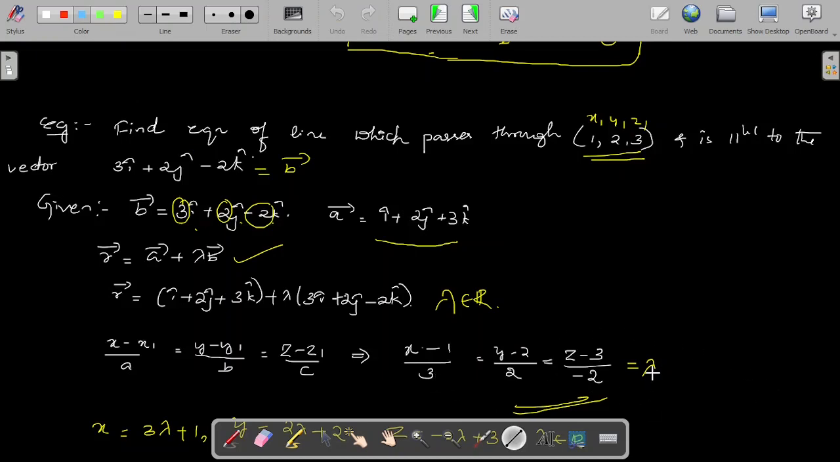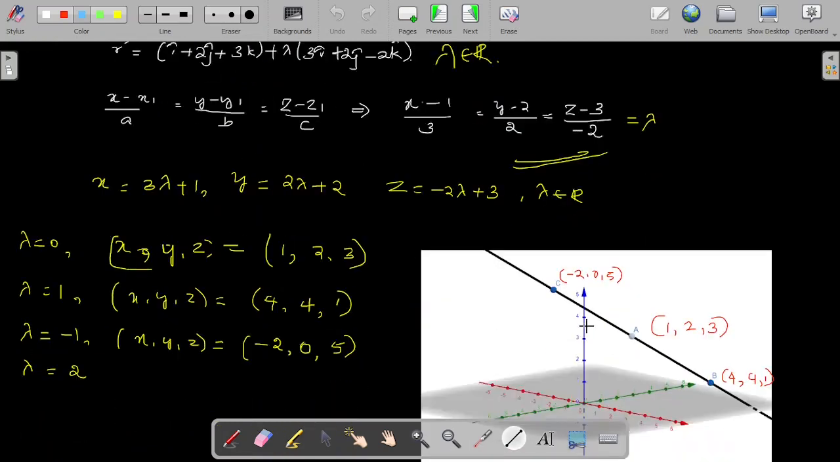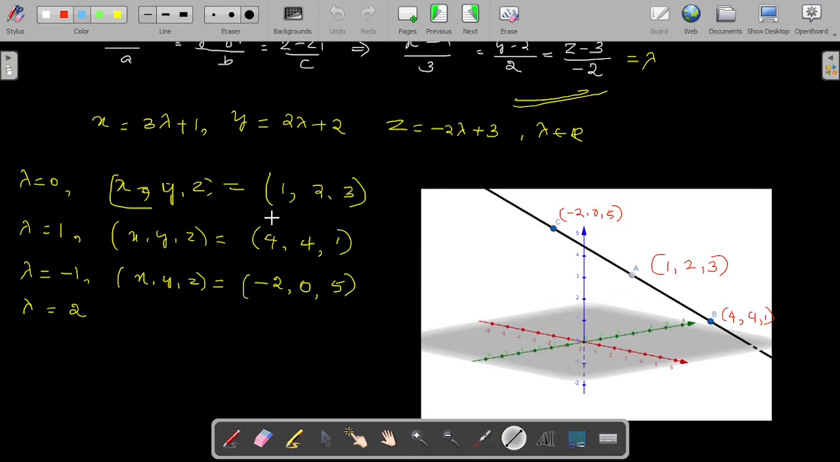Now, after getting the equation, if you equate this to a constant lambda, then you will get the x coordinate as 3 lambda plus 1 by cross multiplying, the y coordinate as 2 lambda plus 2, and the z coordinate as minus 2 lambda plus 3. Lambda is some scalar, some real number. It is not like a typical equation with a left hand side and a right hand side. It gives you a relation between the x, y and z coordinates of a point in terms of lambda.